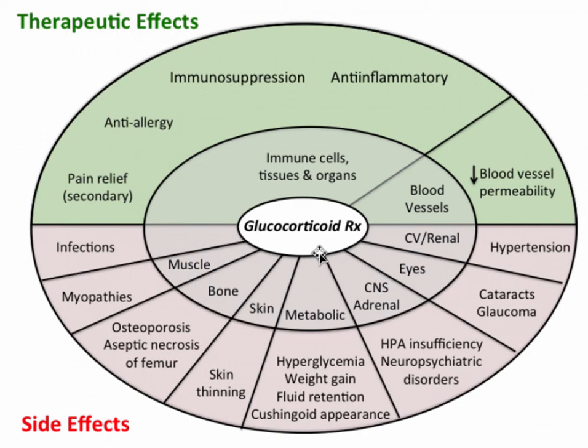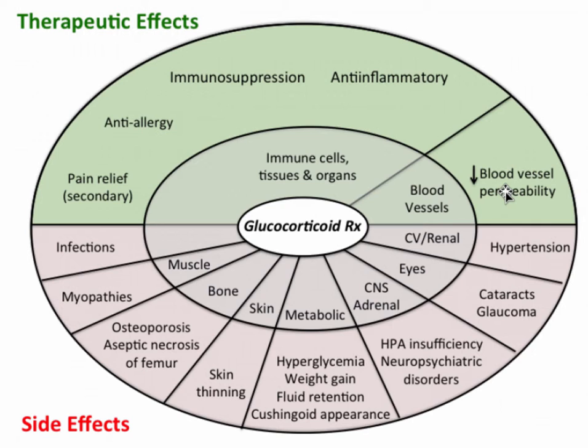So if we look, there are many great therapeutic effects to prescribing glucocorticoids. If you look at how they affect immune cells and the associated tissues and organs, we get this nice anti-inflammatory effect. We can have immunosuppression, anti-allergy, and secondarily, because you're bringing down inflammation, there can be pain relief. As well, we can decrease blood vessel permeability, and hopefully that will help with edema or swelling.